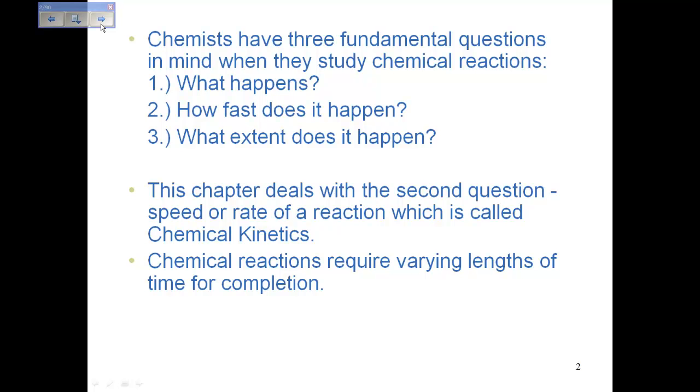Second one is, how fast does it happen? What is the speed or reaction rate for a reaction? Does it take seconds? Does it take minutes? Does it take hours, weeks? This is what we'll be covering in this chapter.